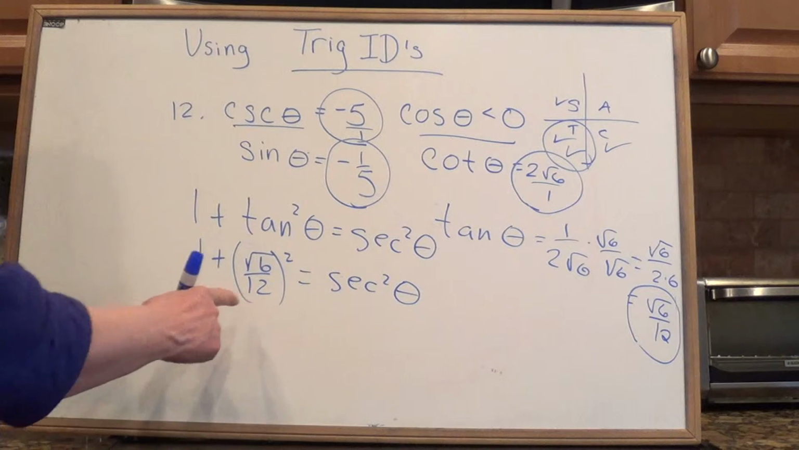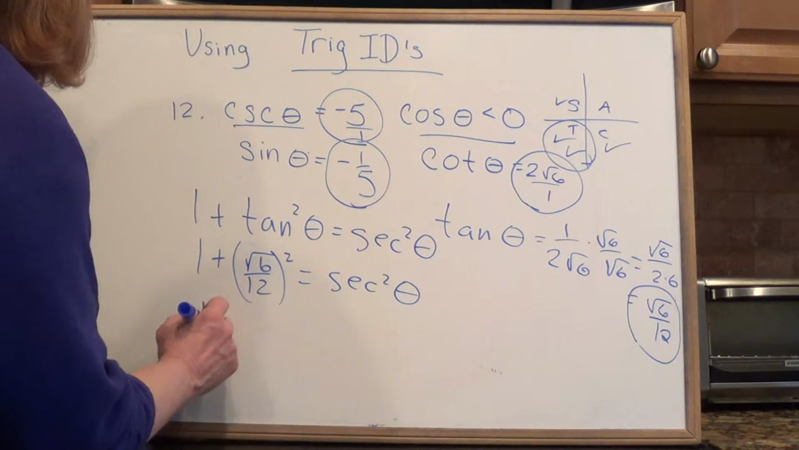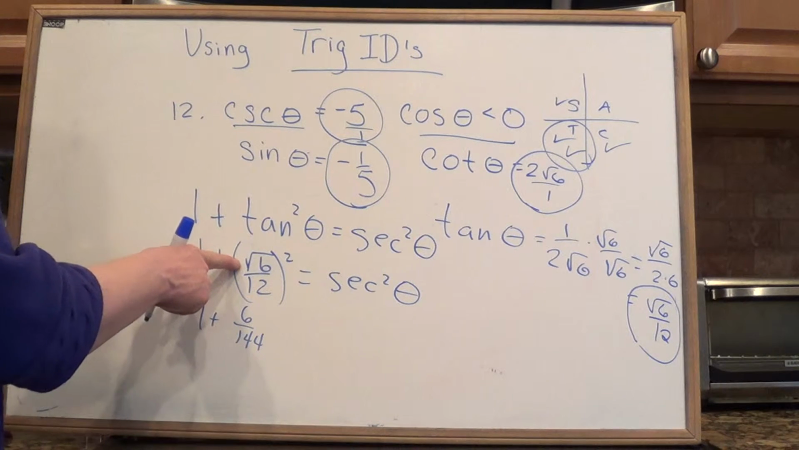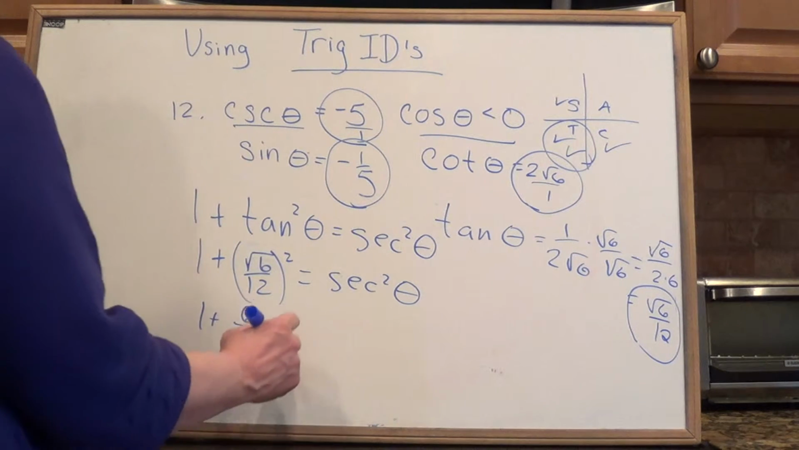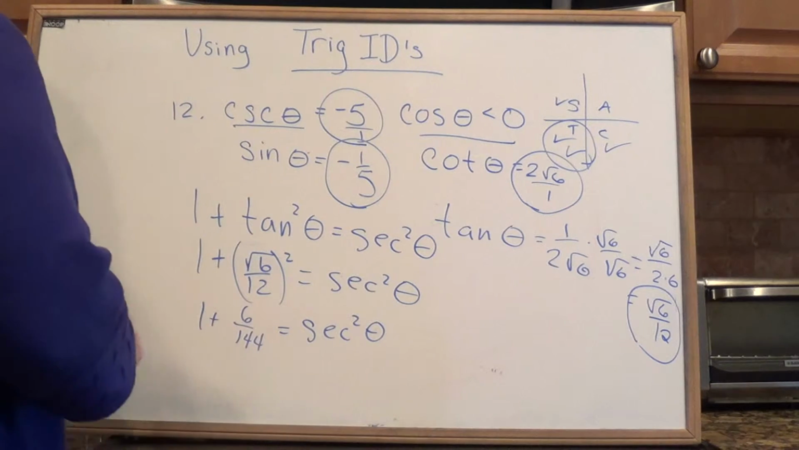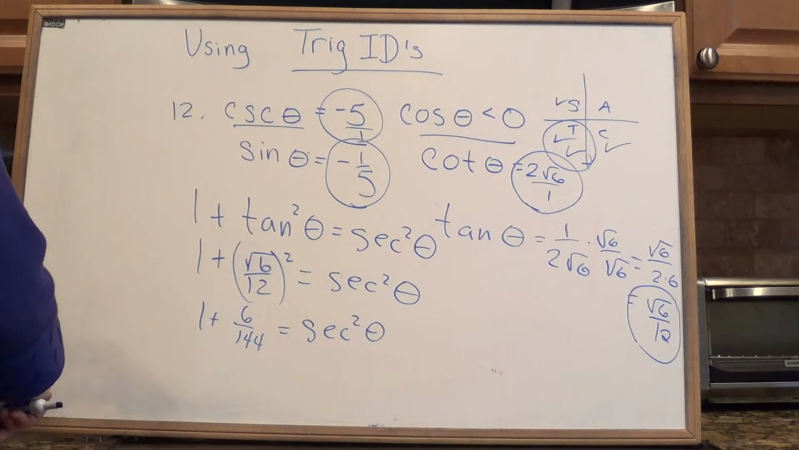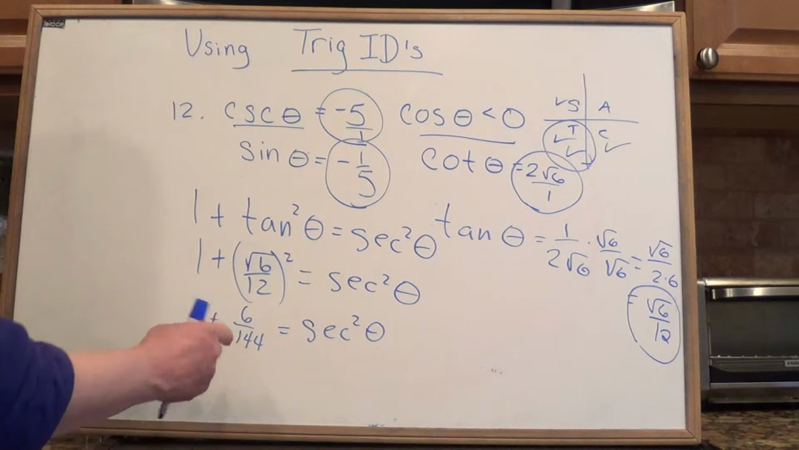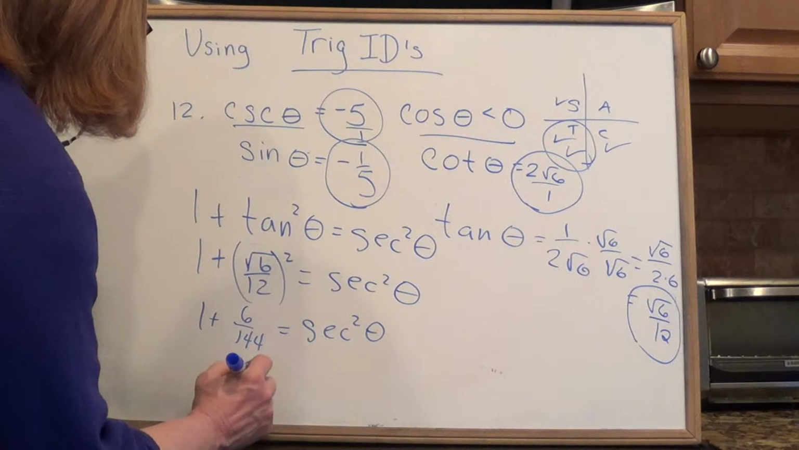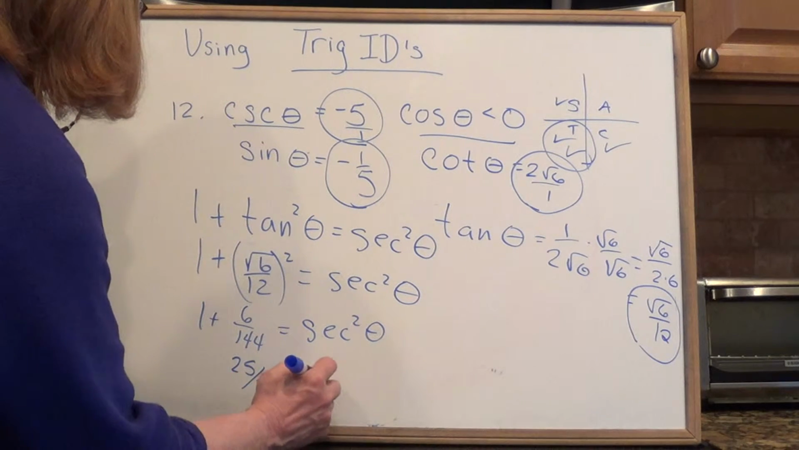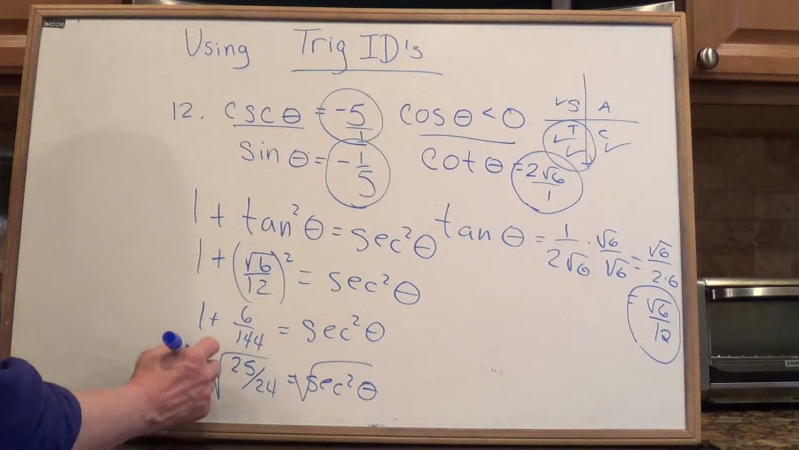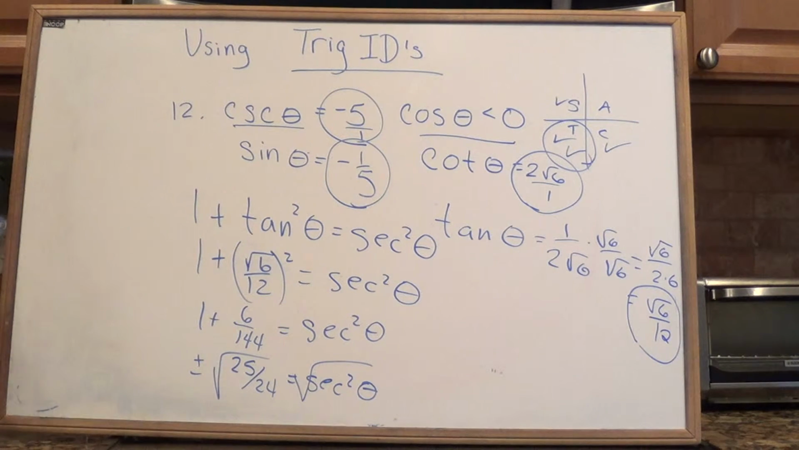When I square that, I get 6 over 144. Square root of 6 squared is just 6, and 12 squared is 144. And that reduces to 1 over 24. 1/24 plus 24 24ths is 25 24ths equals secant squared. Square root both sides, and that gives me the plus or minus business.